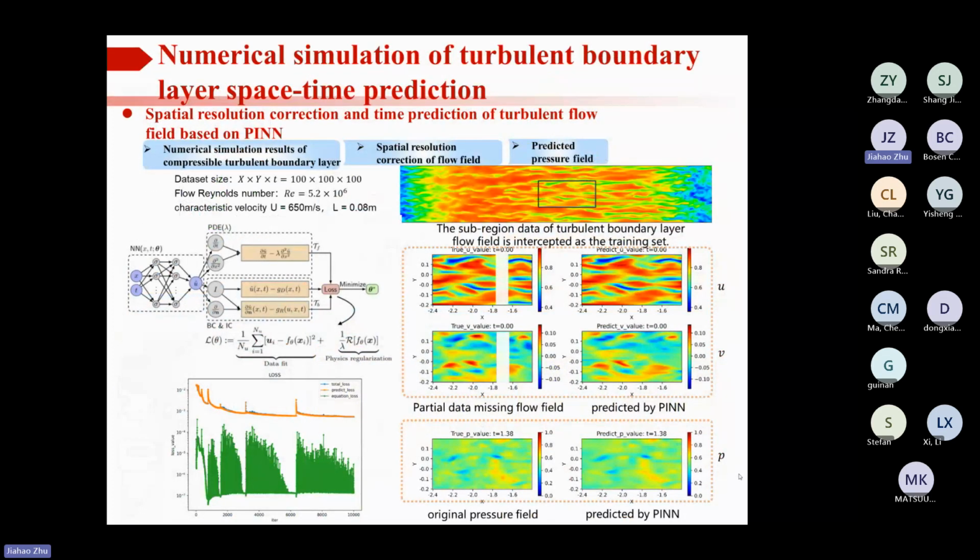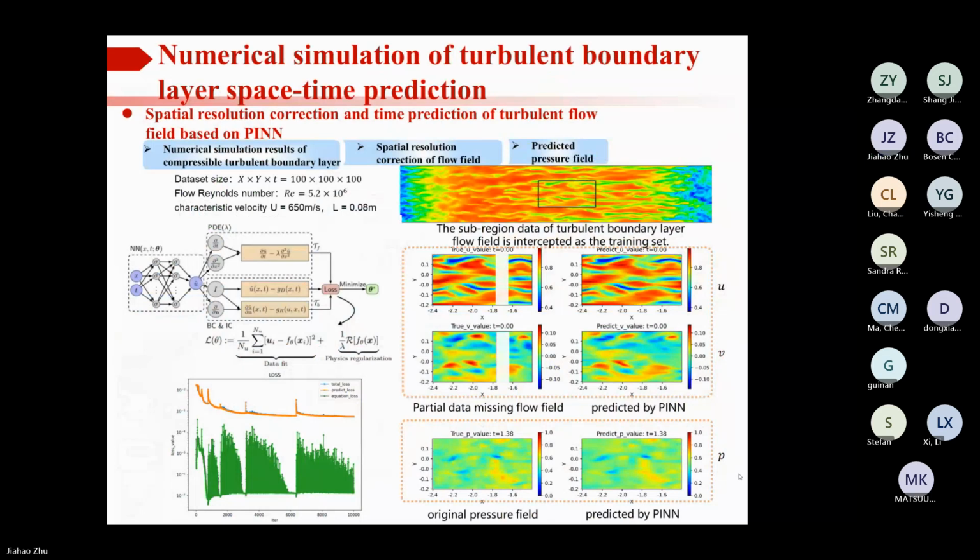Therefore, in this part, we carry out the spatial resolution correction and the time prediction research based on PINN for the turbulent flow field of numerical simulation and experimental measurement. First, for the numerical simulation results of the compressible turbulent boundary layer, the data of a part of the blank area shown in the left figure is removed in advance to simulate the possible data loss in the experiment as a training set. Then the complete flow field information is predicted based on PINN to achieve spatial resolution correction.